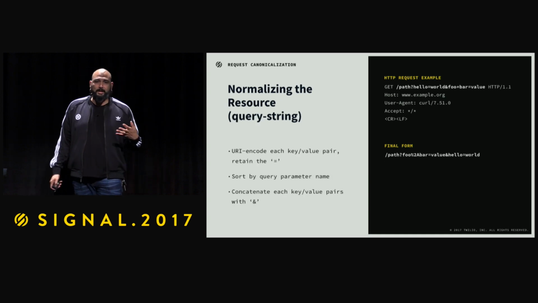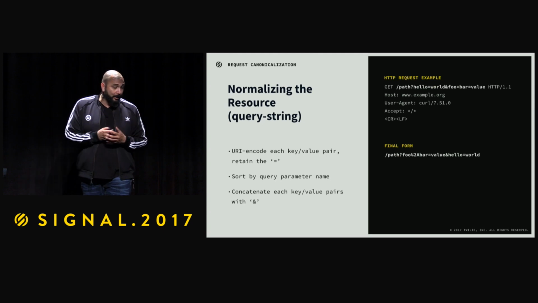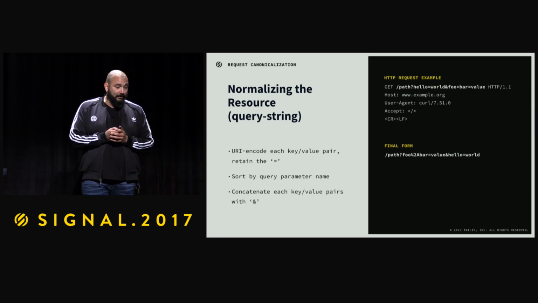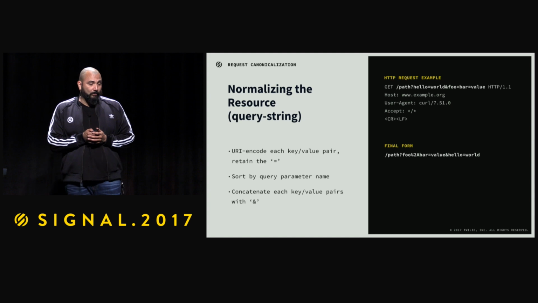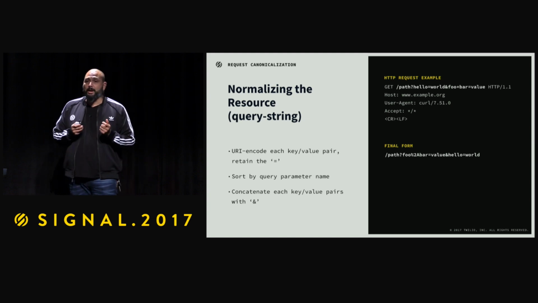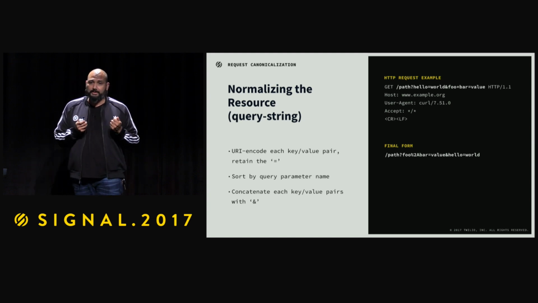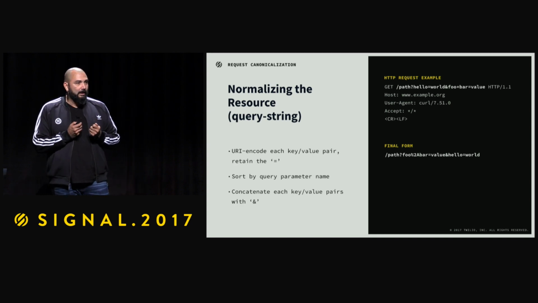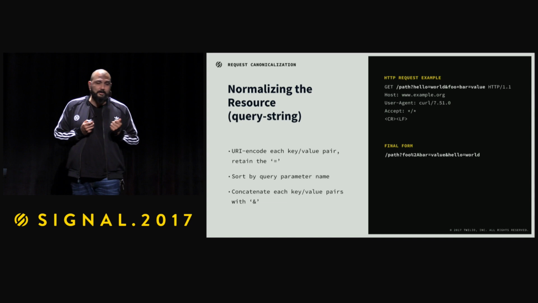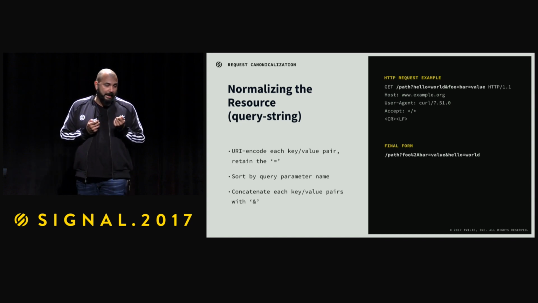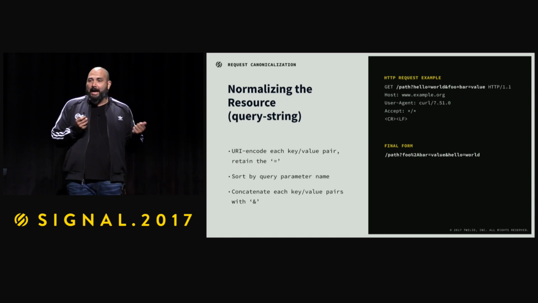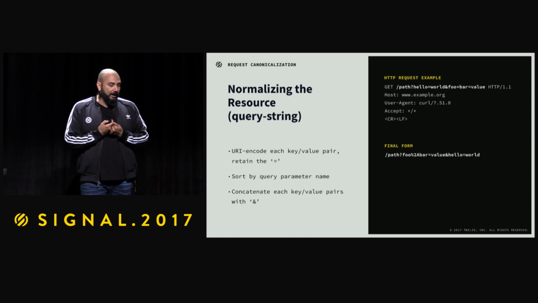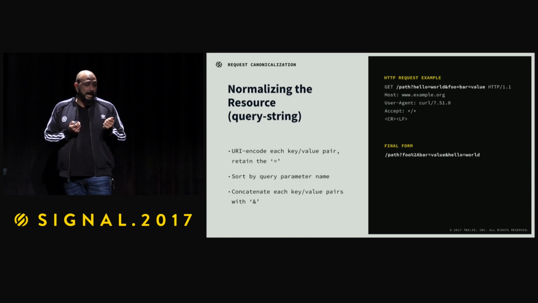The next part of the URL, the resource we want to normalize, is the query string. So what we want to do with the query string is first we want to URI encode all the key value pairs. We want to make sure to retain the equal sign in between them. Then we want to sort the key value pairs by the query parameter name. Finally, we concatenate all the key value pairs again and make sure to concatenate them with an ampersand.